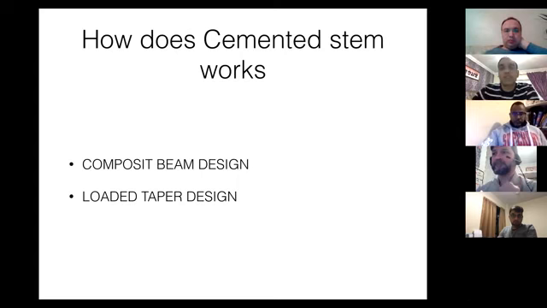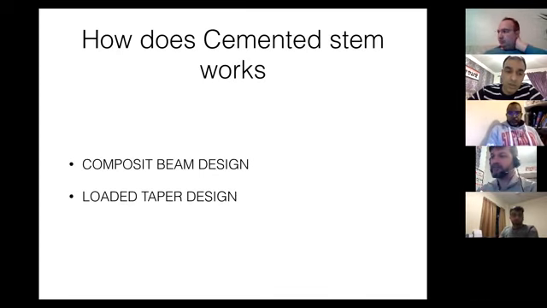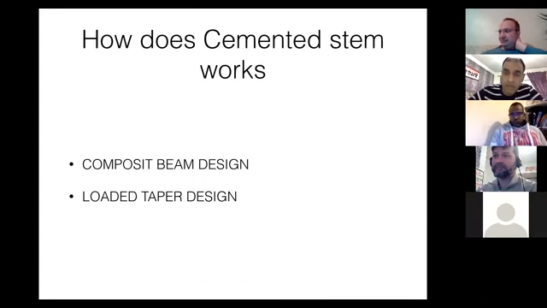Now, how does the cemented stem work? If you are using a cemented stem, then there are two basic principles or designs of the stems. That is again very common. They can show you either a Charnley prosthesis or a modern collarless polished taper stem, and they're going to ask you what it is, to describe all the components of the stem, and how it is going to work.